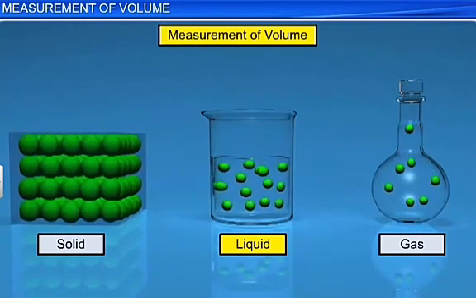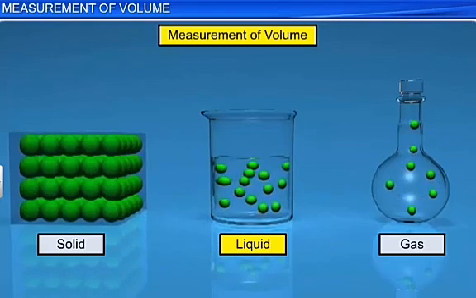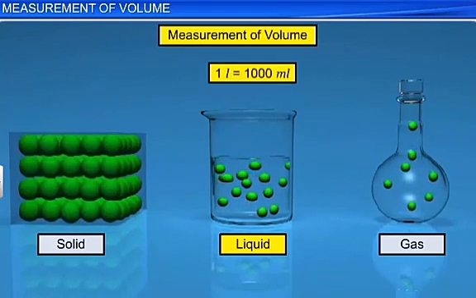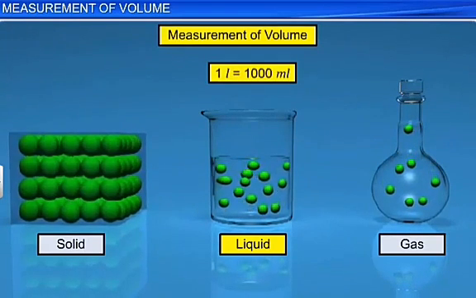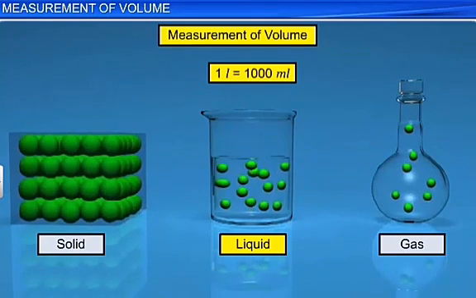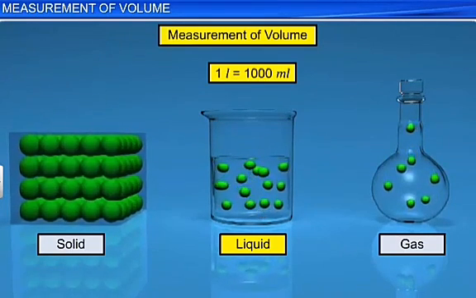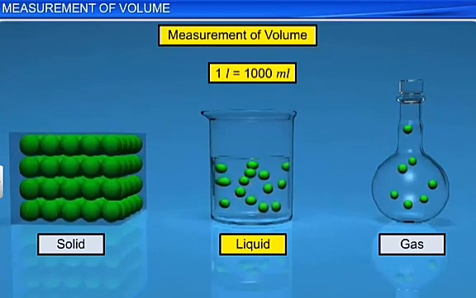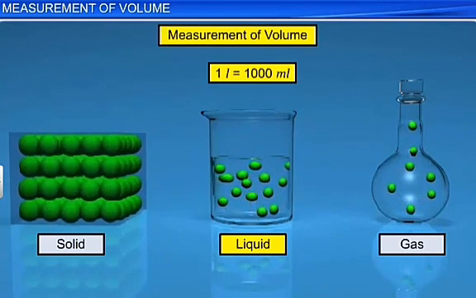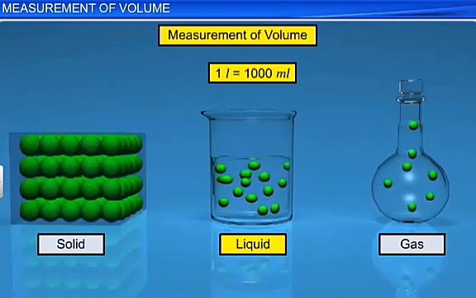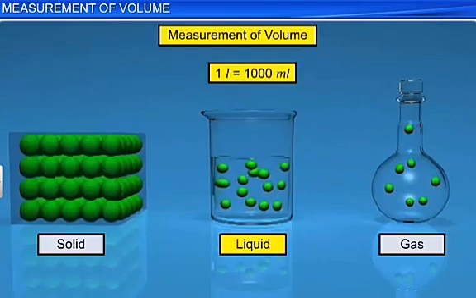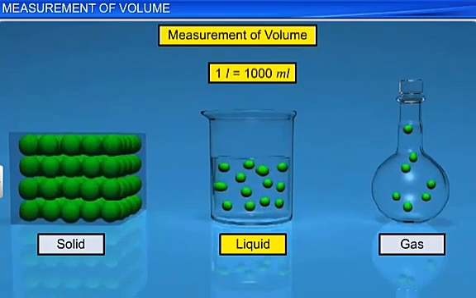The volume of liquids is measured in liters and milliliters. 1 liter is equal to 1000 milliliters. 1 liter is defined as the volume of 1 kilogram of pure water at 4 degrees Celsius and normal atmospheric pressure. Although the liter is not an SI unit, it is accepted for use with the SI.